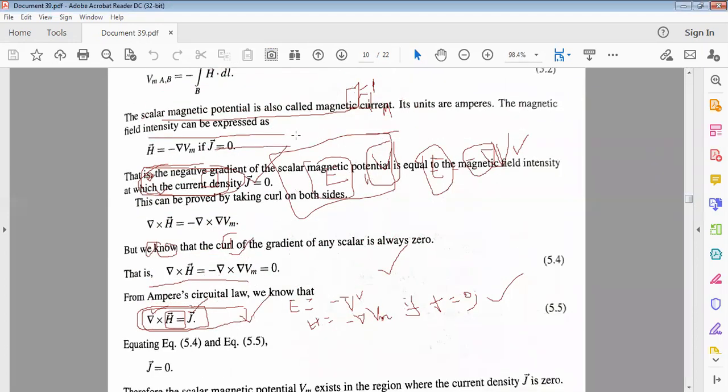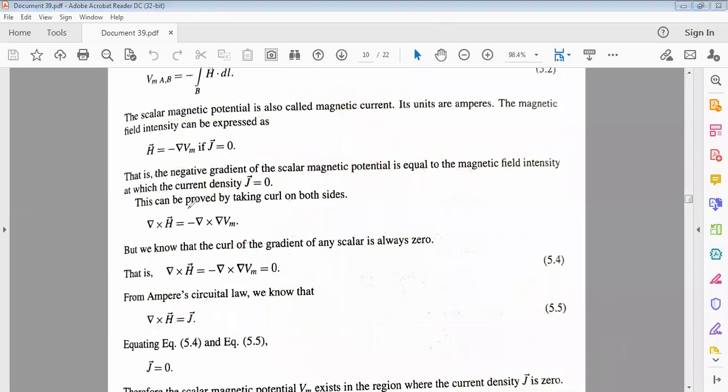Okay, it is very simple. See here, what is the Maxwell's equation? This can be proved by taking the curl on both sides. Del cross H equal to, okay, H equal to minus del Vm. Just consider this is the expression relation between the H and Vm.